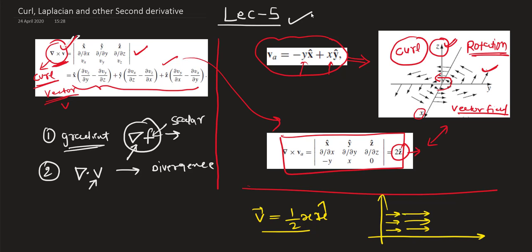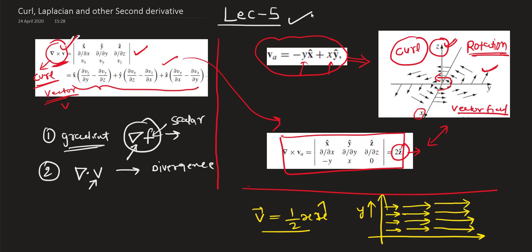At a higher value of x, the magnitude would be larger, and for a lower value of x, the magnitude would be smaller. And here we do not have any y component or z component, so in the direction of y, the vector would be constant. At this x value, the magnitude would be higher.